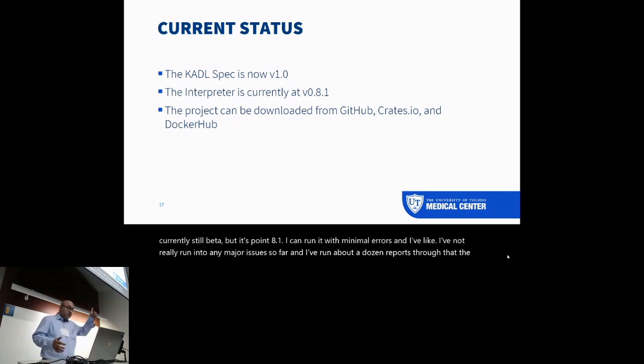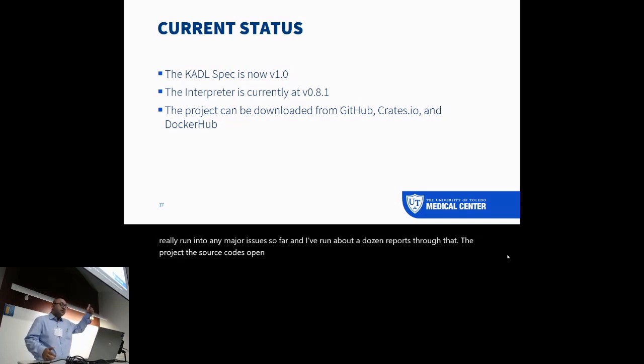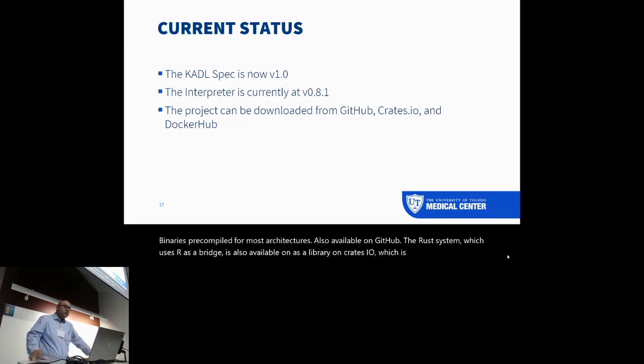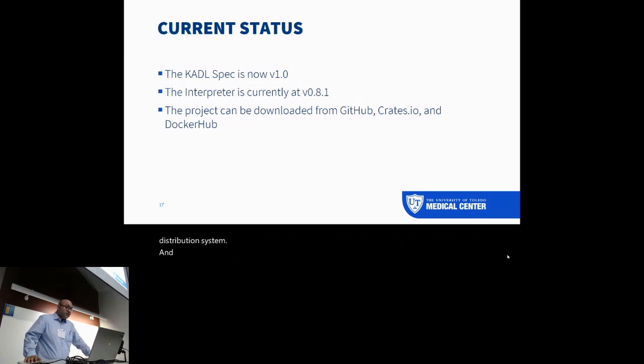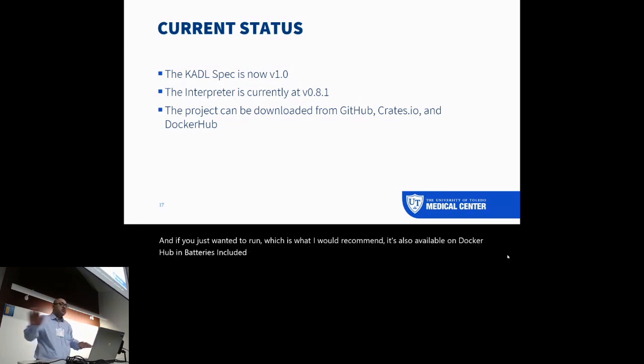The project's source code is open source under MIT and Apache 2 licenses, available on GitHub. Binaries precompiled for most architectures are also available on GitHub. The Rust system, which uses R as a bridge, is also available as a library on crates.io, which is Rust's extension distribution system. And if you just want it to run, which is what I would recommend, it's also available on Docker Hub in a batteries included container. You just run it, docker run, load this file, run it.